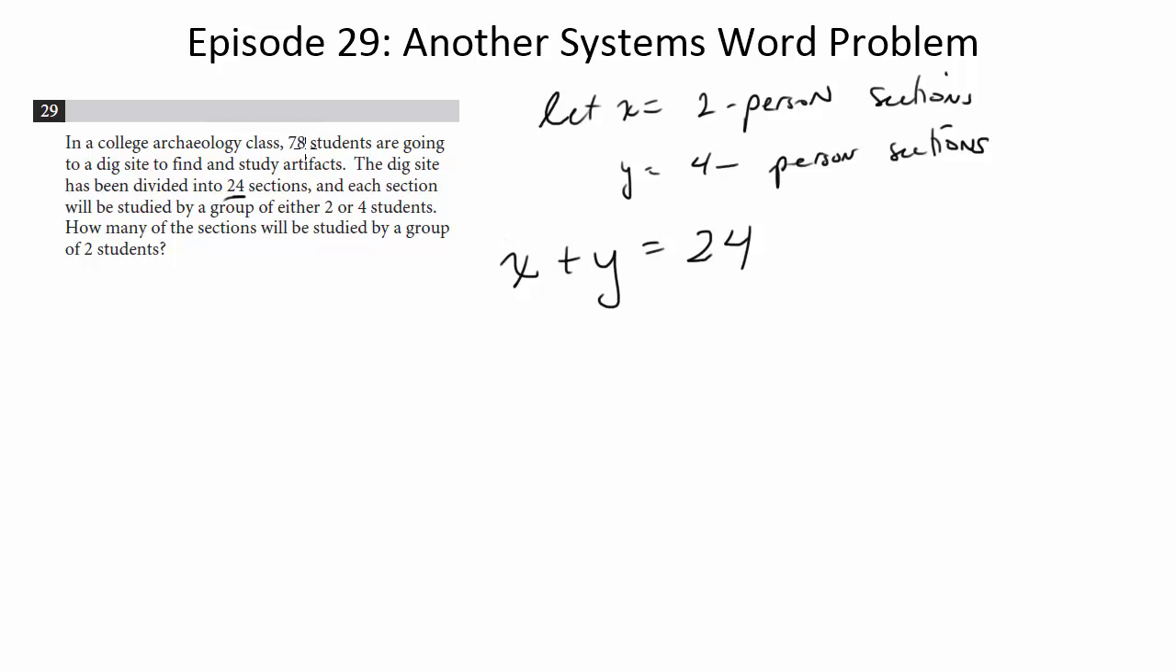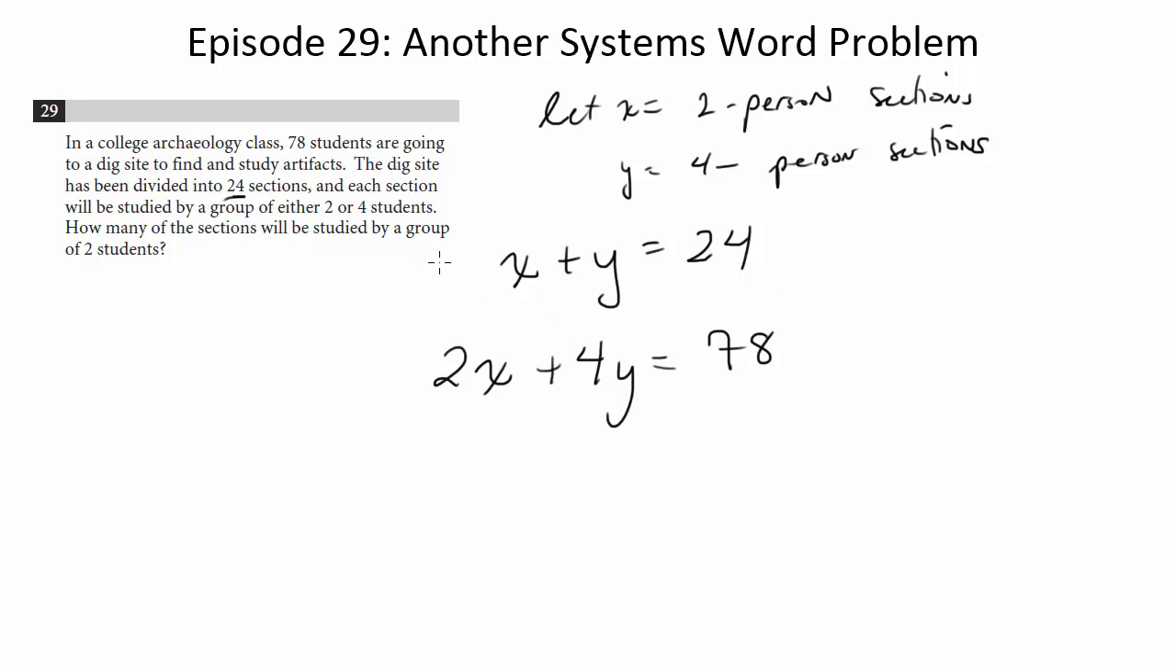Next, we know that 78 students are going total, and 2 students go in each of these x sections, and 4 students go in each of these y sections. So when I multiply 2 times x, that's going to give me the number of students in the 2-person sections. And when I multiply 4 times y, I'm going to get the number of students in the 4-person sections. And if I add up the students in the x sections and the students in the y sections, I should get 78 total students.